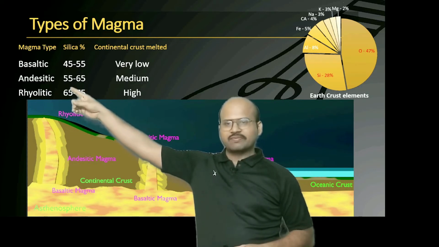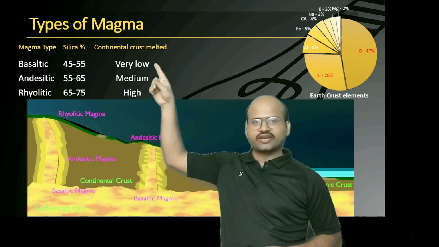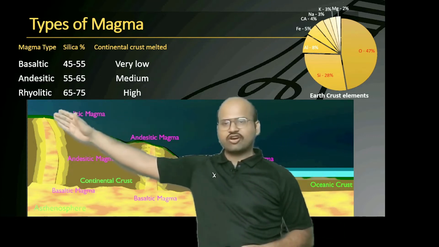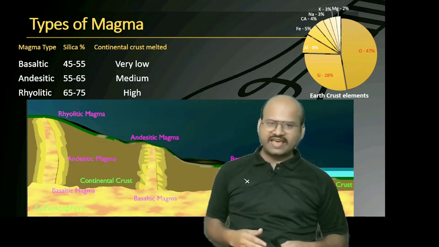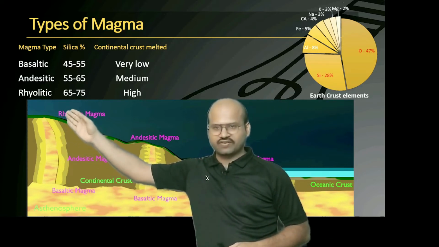The andesitic magma, which is an acidic magma, melts the continental crust in medium amount. While the rhyolitic magma, which is a highly acidic magma, melts a large amount of continental crust before it reaches the surface of our Earth.